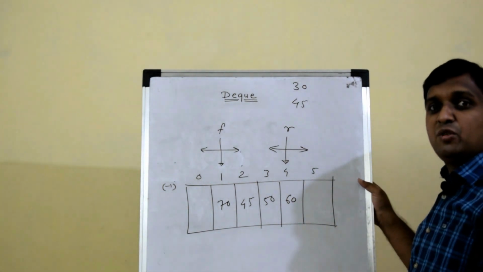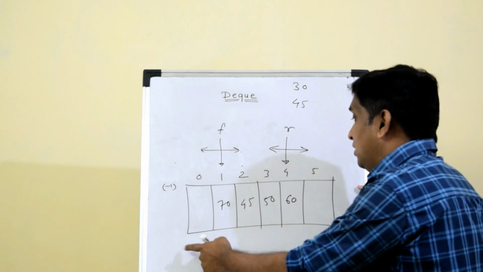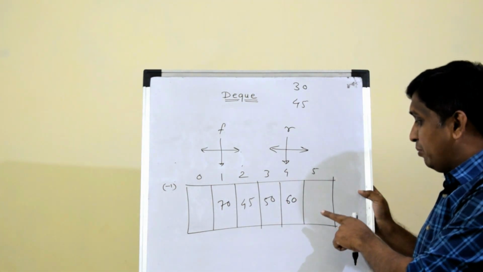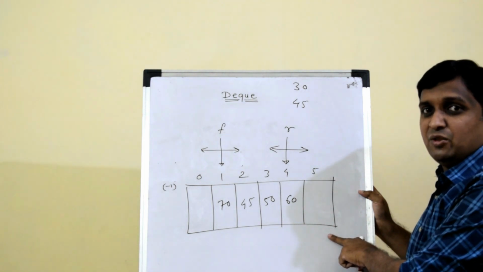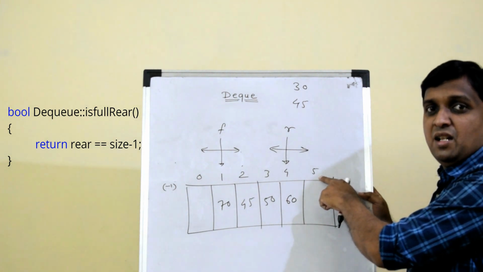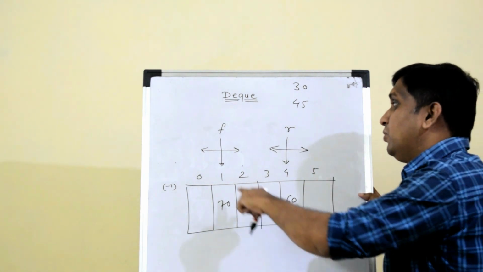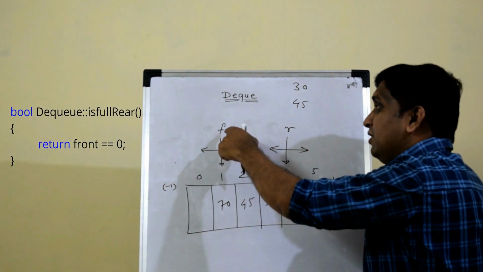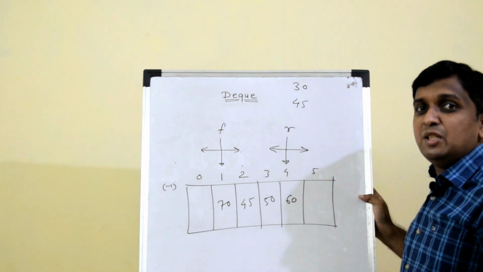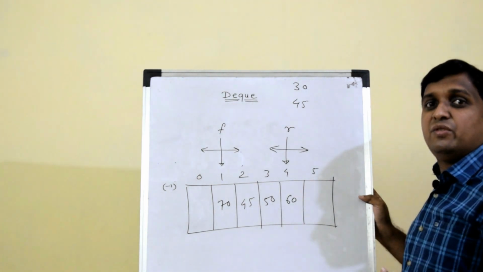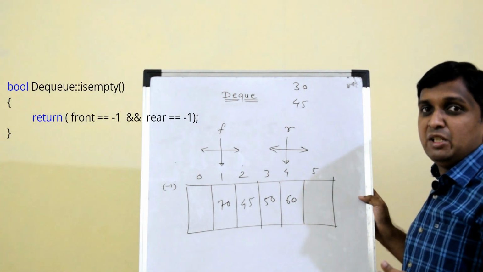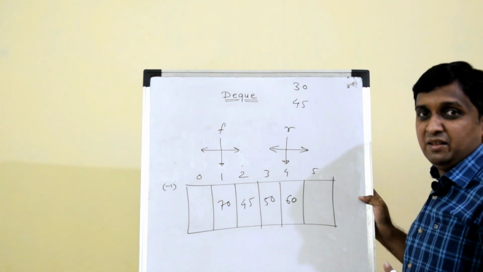Now what will be the conditions for full and empty? So for full condition there will be two different functions. One function will check whether the queue is full from rear end. So in that case you will check the condition if rear equals to size -1. The other function will check whether the queue is full from front end. In that case you will check whether the front equals to 0. And when the queue will be empty, or dequeue will be empty, if front and rear both are having -1 value, that means both equal to -1, then queue will be empty.